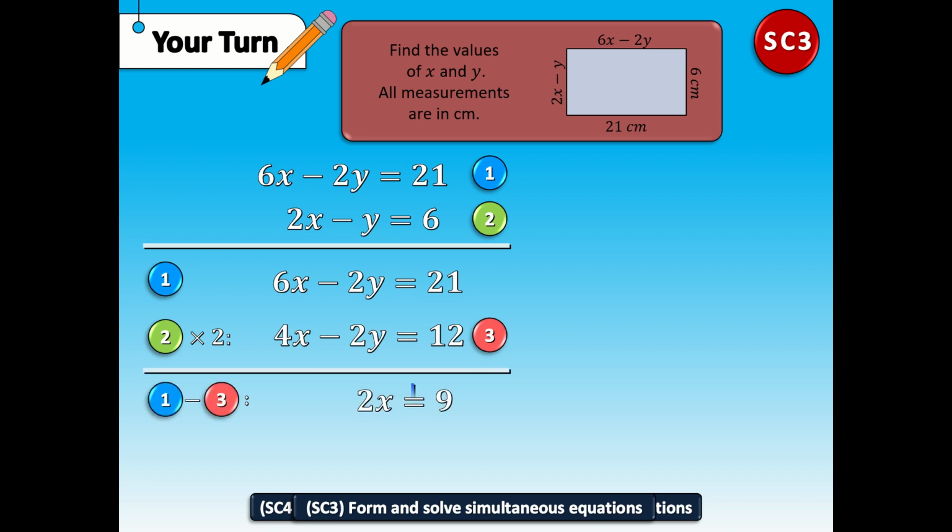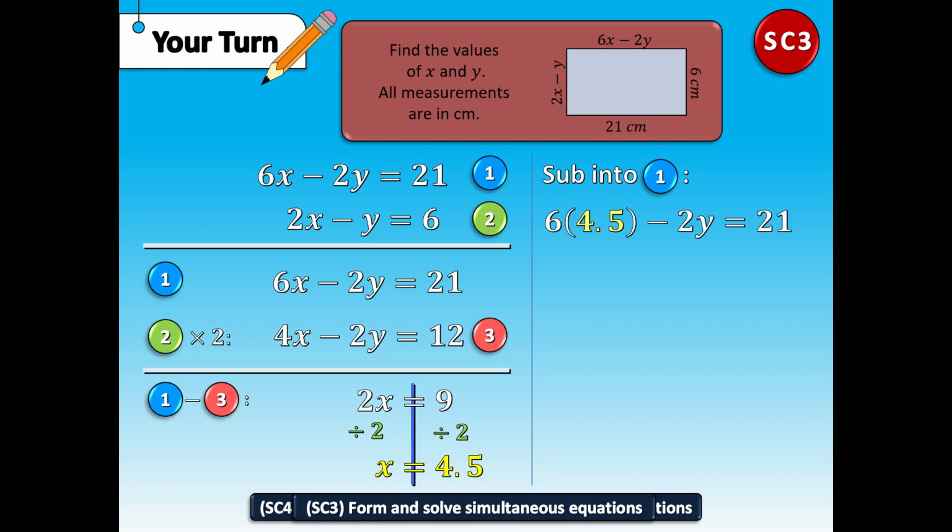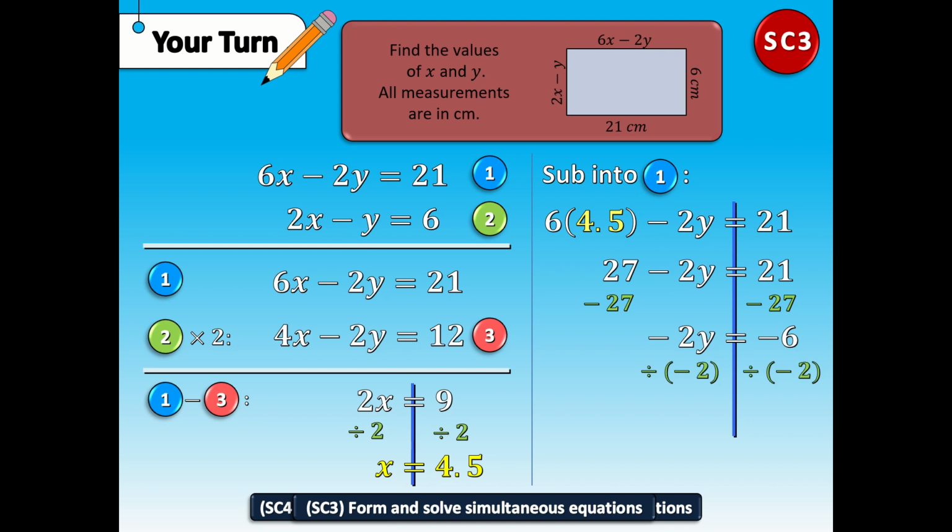So 2x equals 9, divide both sides by 2, so that means that x must be 4.5. Then I can substitute this into the first equation to find out what y is. So 6 times 4.5 minus 2y equals 21. So 6 times 4.5 is 27, minus 2y equals 21. Take 27 off both sides, so minus 2y equals minus 6, and divide both sides by minus 2, so y must equal 3. So x equals 4.5 and y equals 3.